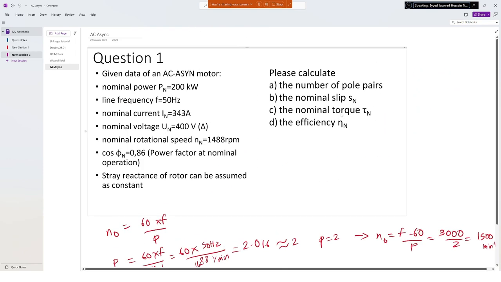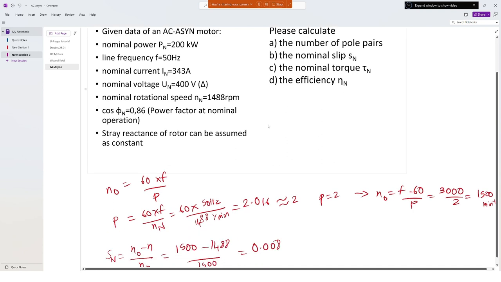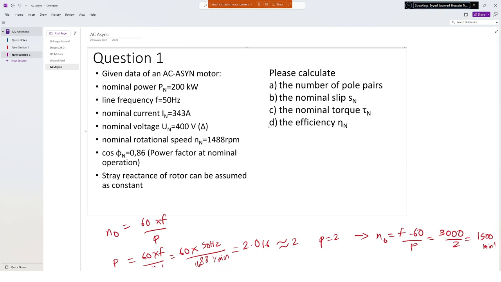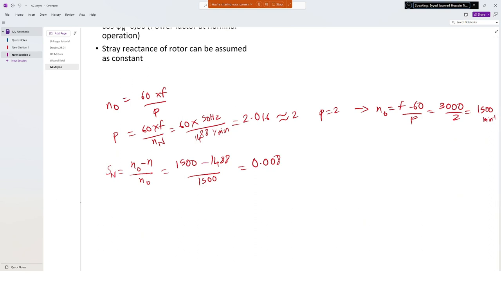Yes. Nominal torque. How do you think we can do that? Any suggestions? Nominal torque. Wait. We have the power. We have the nominal current and we have the nominal voltage as well. No, you can't do that. This is not a DC motor. What you can do is the first law of drives. What is the first law of drives? 2 pi n. Yes, exactly. P equals 2 pi n times T. Use this to get torque.